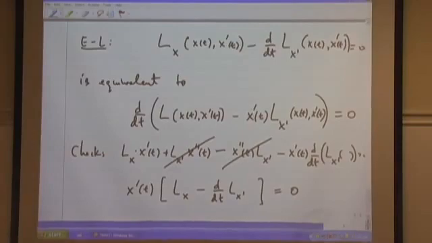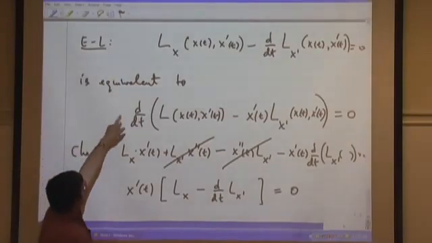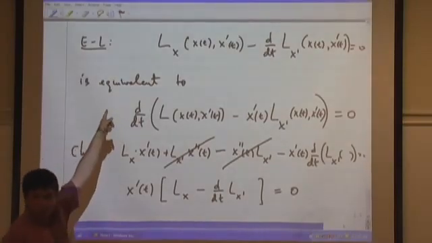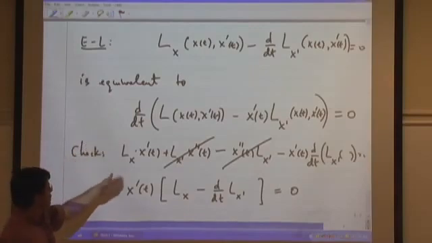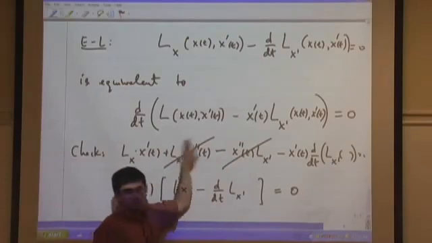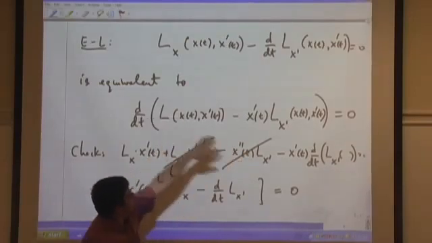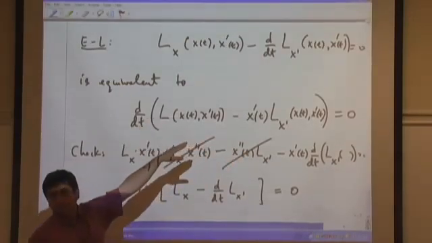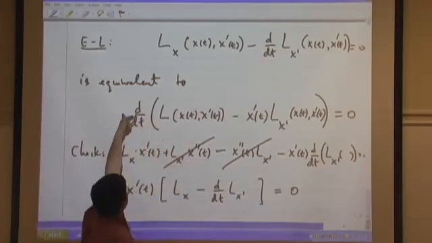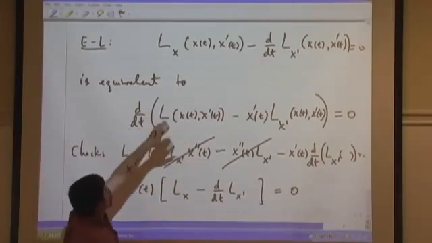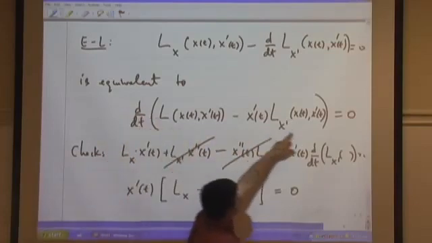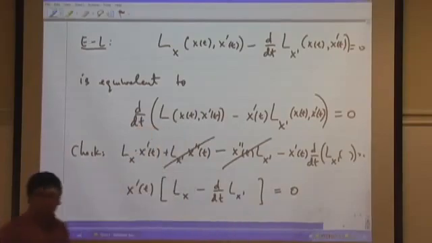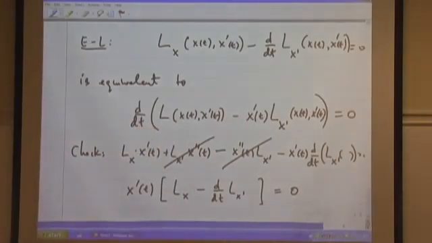Okay? So again, how do you get from the Euler-Lagrange equation to this? It's simply multiplying both sides by x prime of t, then adding and subtracting this term, and recombining the derivative to look like that. As a consequence, the Euler-Lagrange equation in this particular situation can be written as saying that this expression is constant in t, independent of t. Okay?